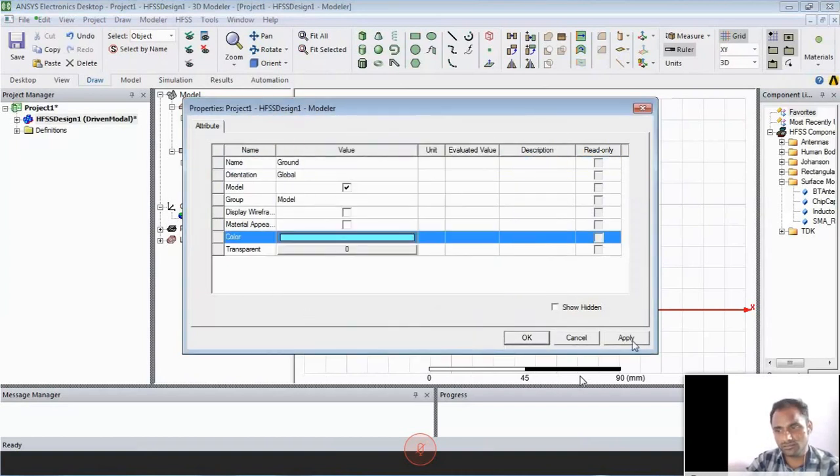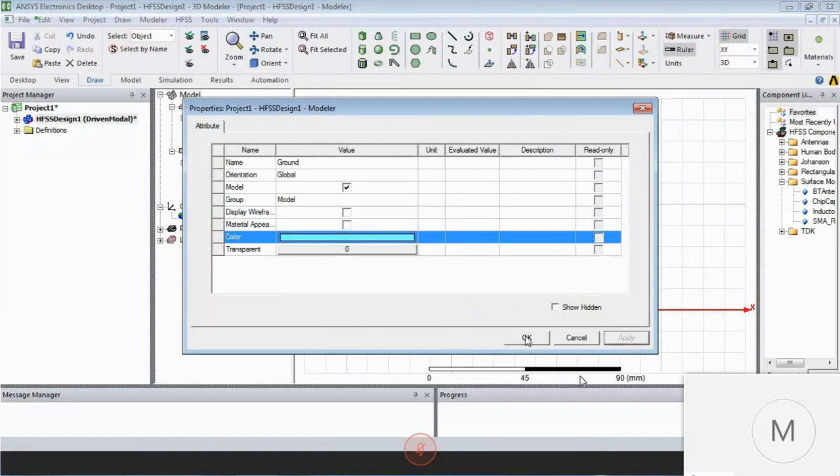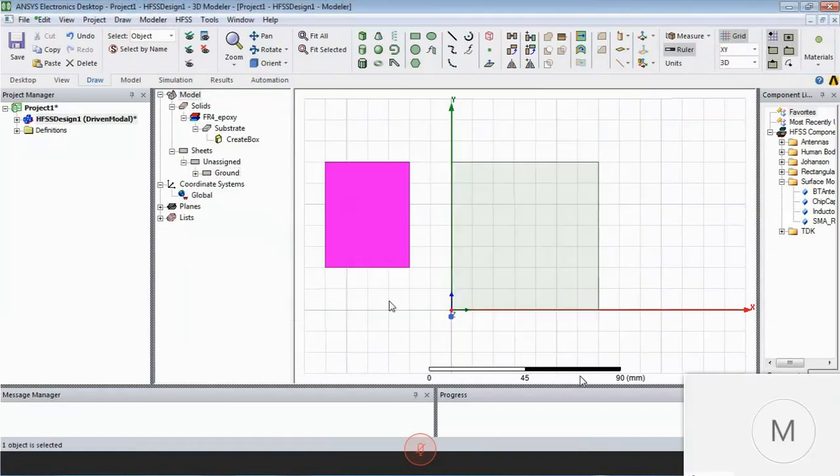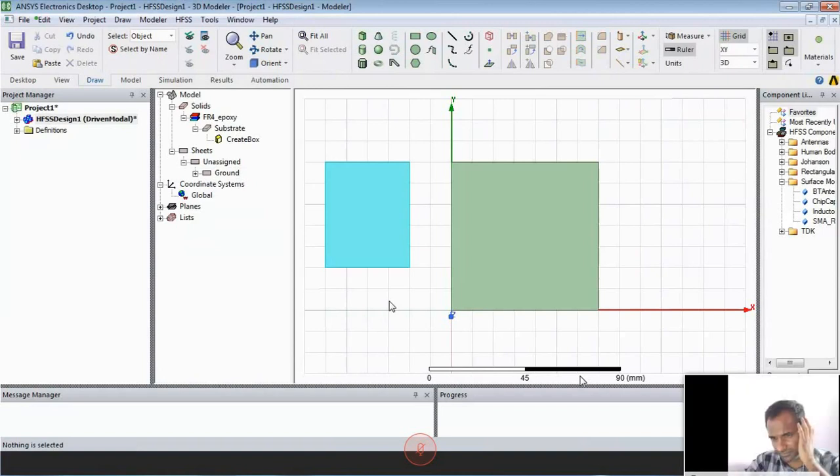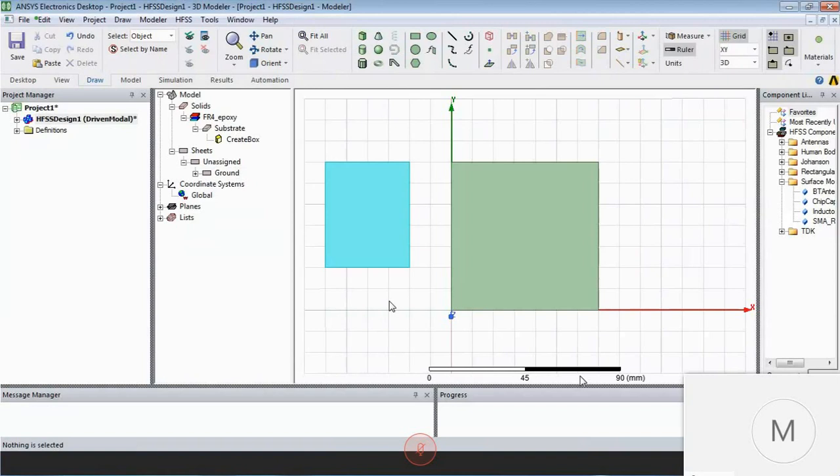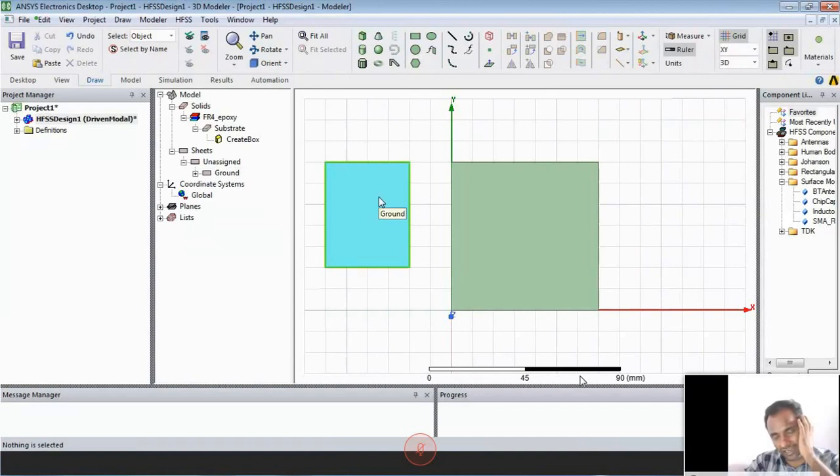Excuse me, sir. Yes, ma'am. You said square ground, right? Sorry, ma'am. Yes, I said square ground. Then you are taking a rectangle. Ma'am, here the size option is only for rectangle, circle, pentagon alone. I take a rectangle, then it's converted into a square. Okay.